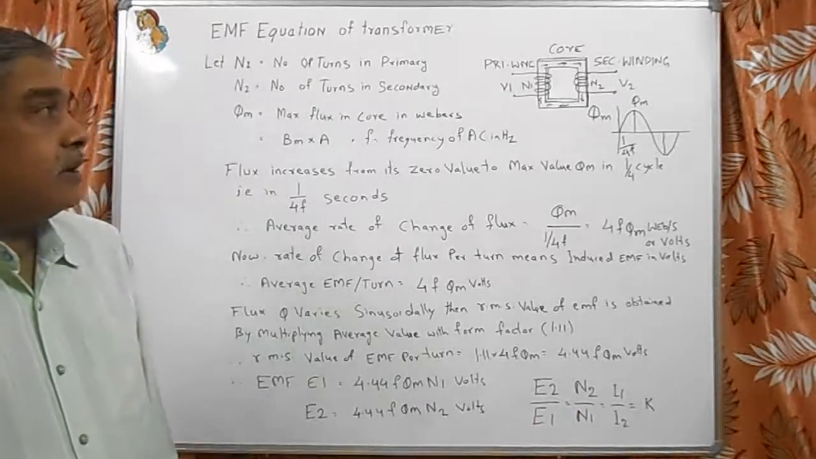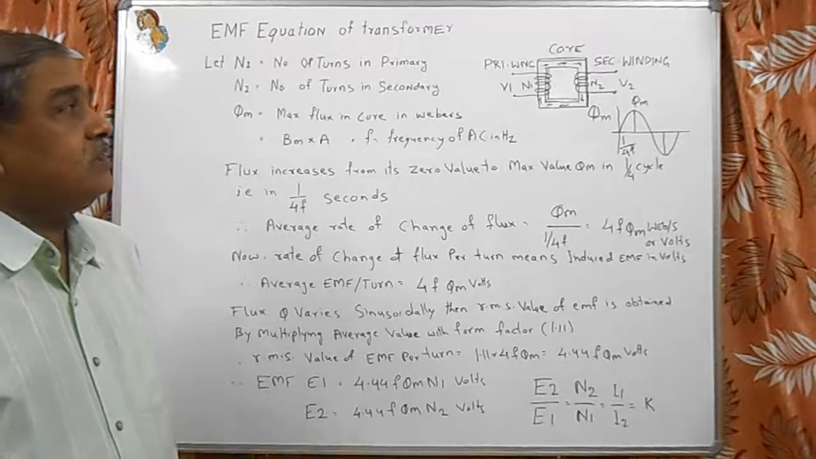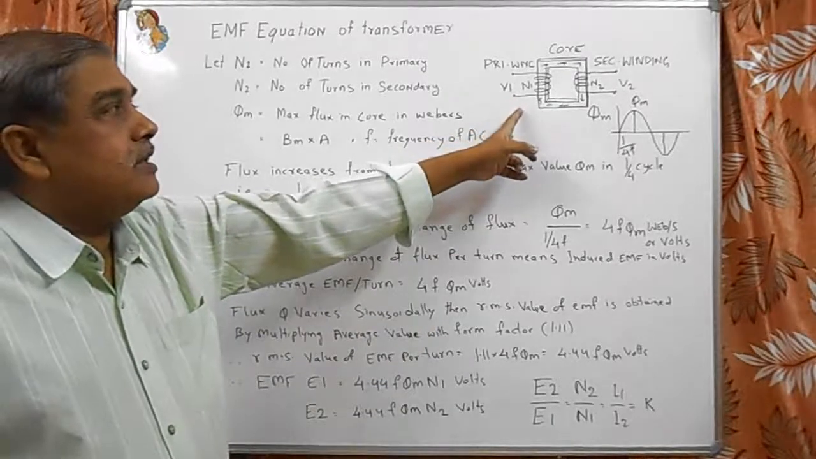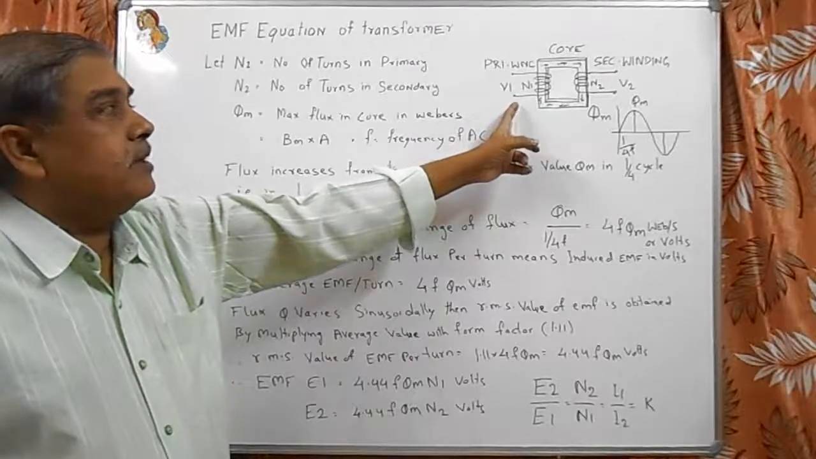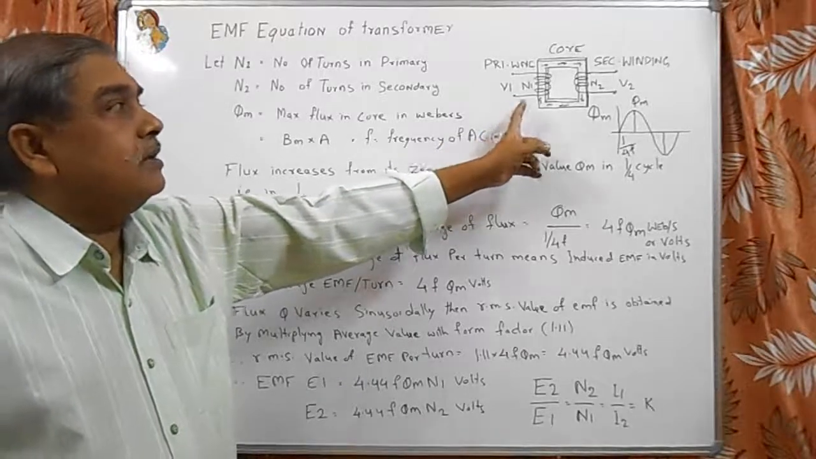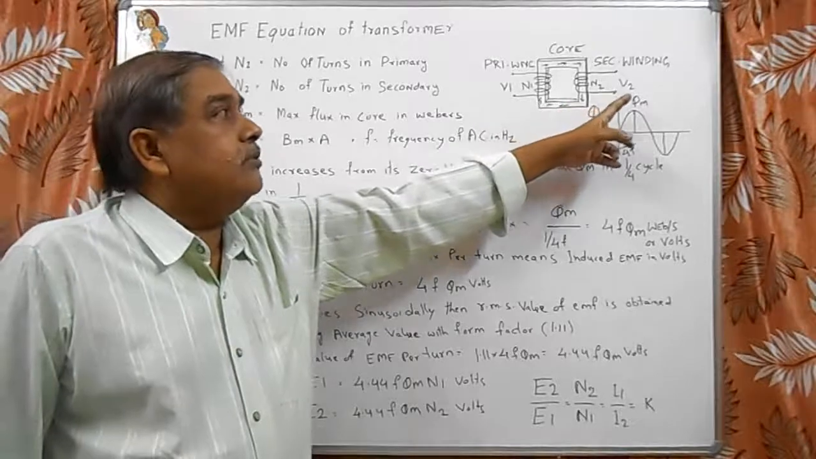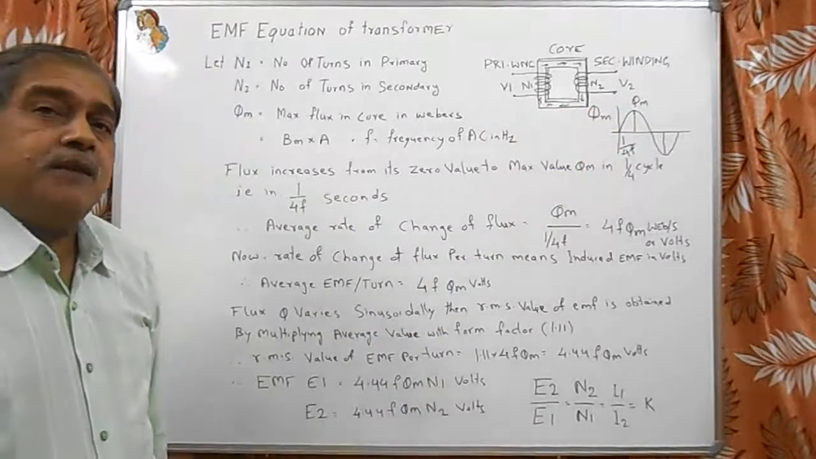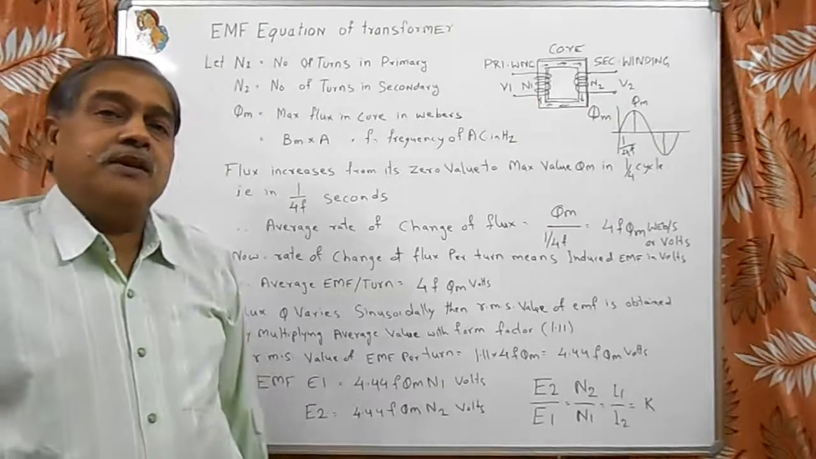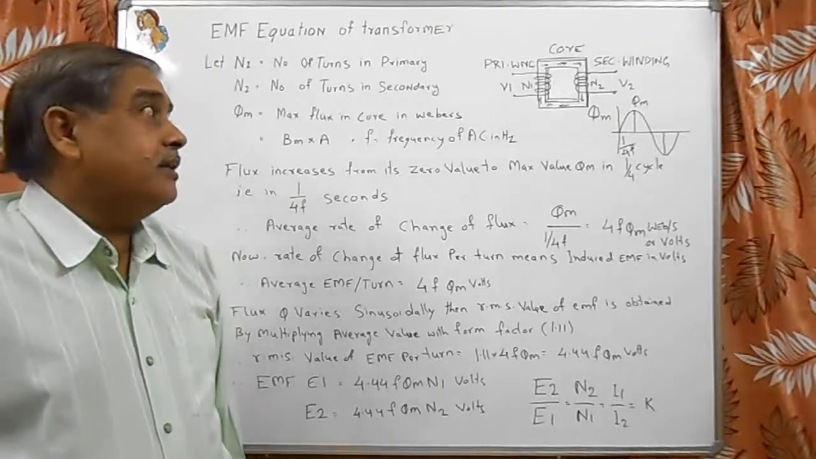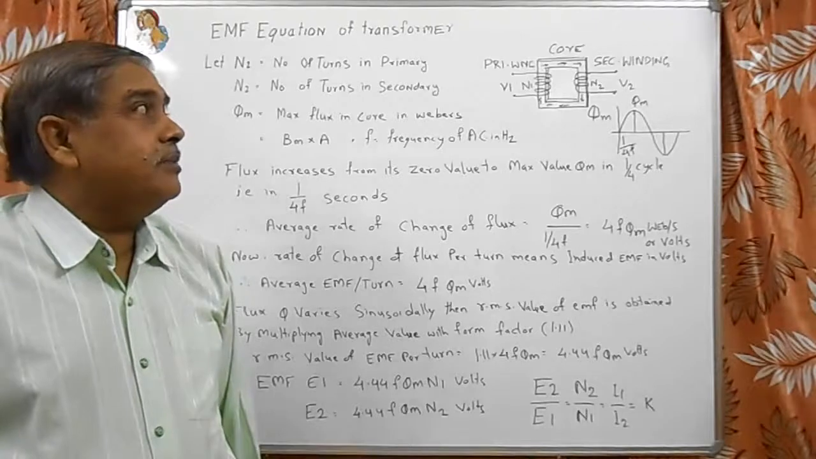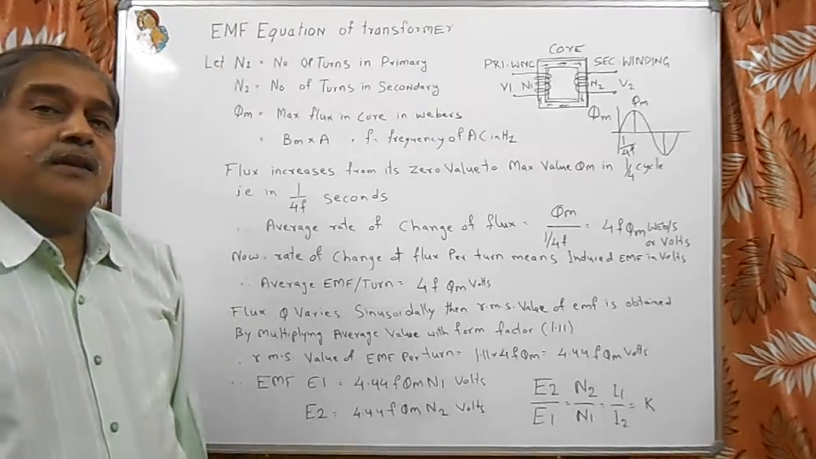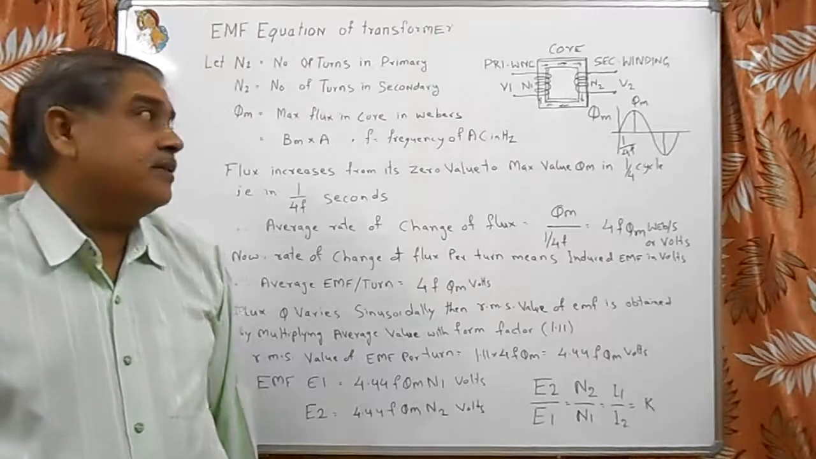So for any transformer, the primary voltage into primary current, that is known as the primary volt ampere, is equal to V2 into I2, that is equal to the secondary volt ampere. Means for any transformer, the primary volt ampere must be equal to the secondary volt ampere, and that is also the capacity of the transformer. Means the rating of the transformer is given in volt ampere, that is primary voltage into primary current.